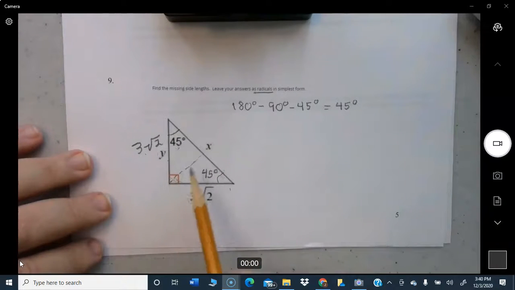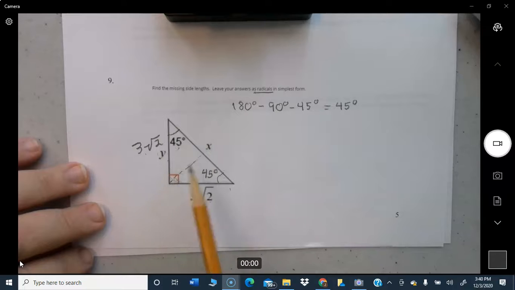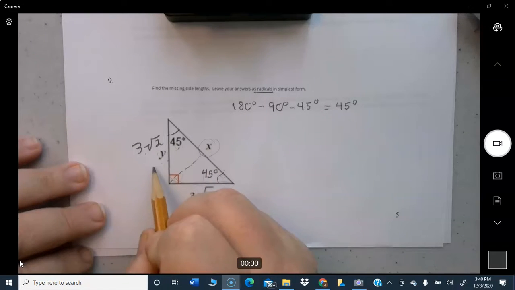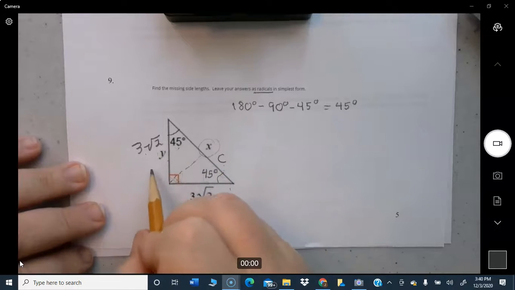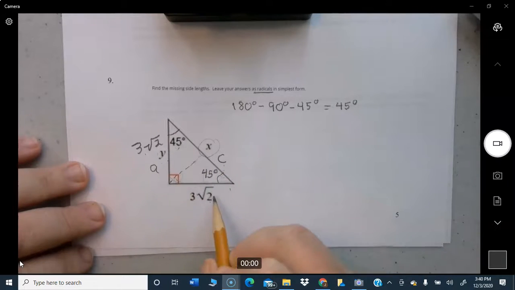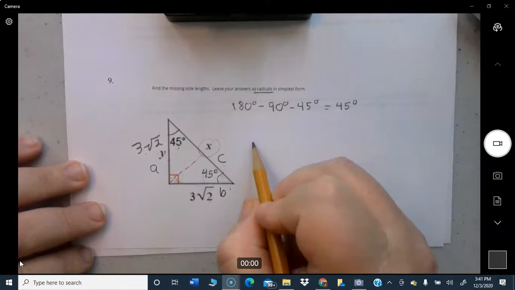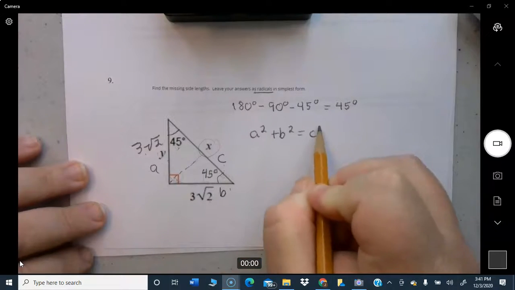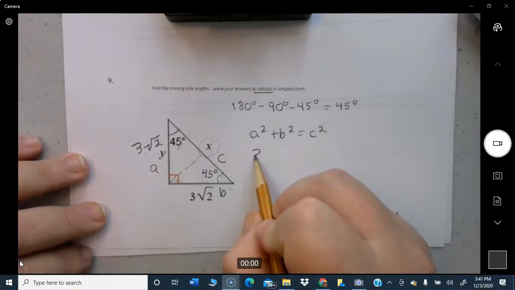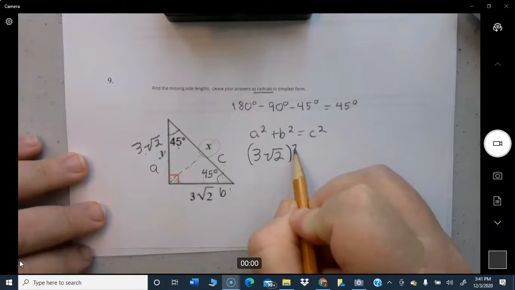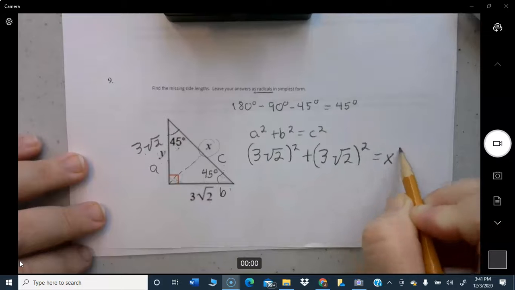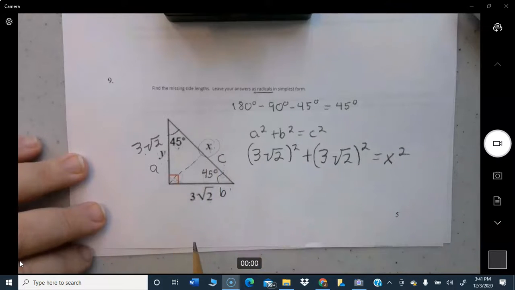All right, so now at this point you can simply use the Pythagorean theorem. There's the hypotenuse. So again, this is C in the Pythagorean theorem, the hypotenuse. It doesn't matter which side is A or B, so we'll just call this A and this B. So we go ahead and write that. That's going to be 3 root 2 squared, equals this x squared.